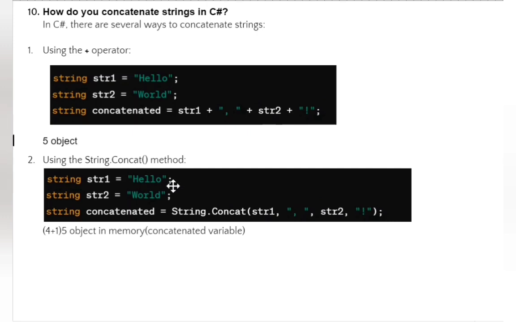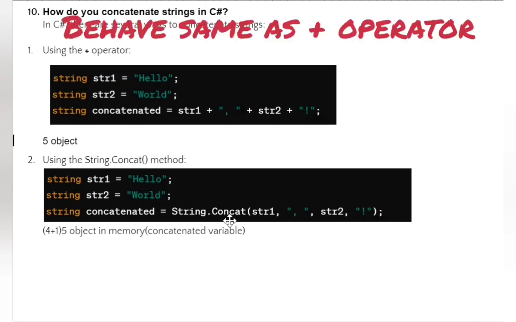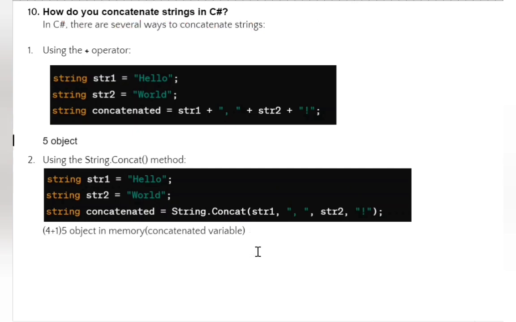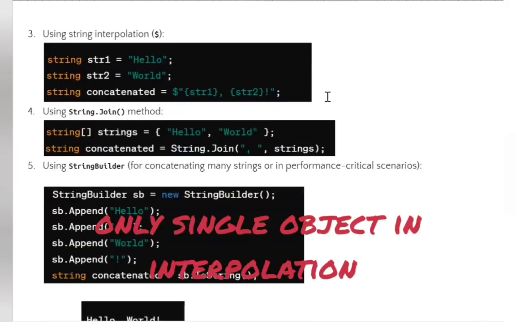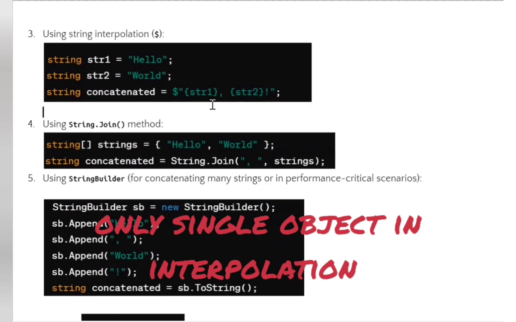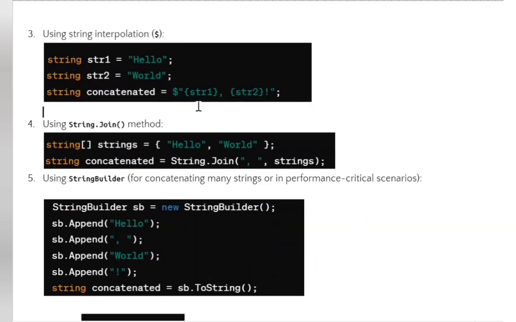Okay, let's move to the concat. In concat we are doing the same thing but using the concat method of string, and again the same thing will happen. It will create 5 objects. Now we have string interpolation. As I already mentioned before, since we are directly embedding the literals into the expression, it will only create a single object in memory, unlike string concatenation where it creates 1, 2, and then again 3, but here it will only create one object in the memory.